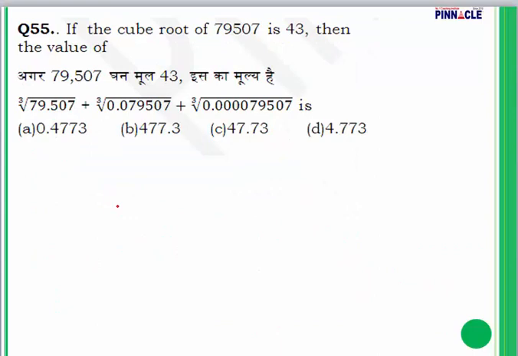In the next question, question number 55. If the cube root of 79507 is 43, then we have to find the value of this entire expression. Now here you can put 43 in place of this, and the cube root of 1000 is 10. So 43 by 10, that is 4.3. Here 3 plus 3, 6, 10 power 6, the cube root would be 100, so 43 by 100, that is 0.43. And here you will have 3, 3, 6, and 3, 9, 10 power 9, and the cube root of that would be 1000, or 0.043.